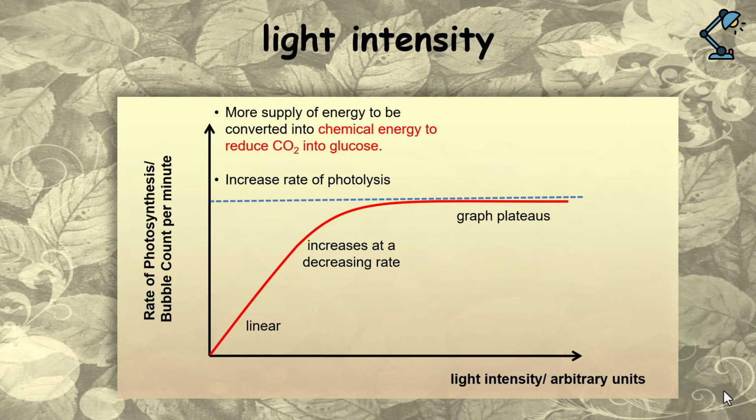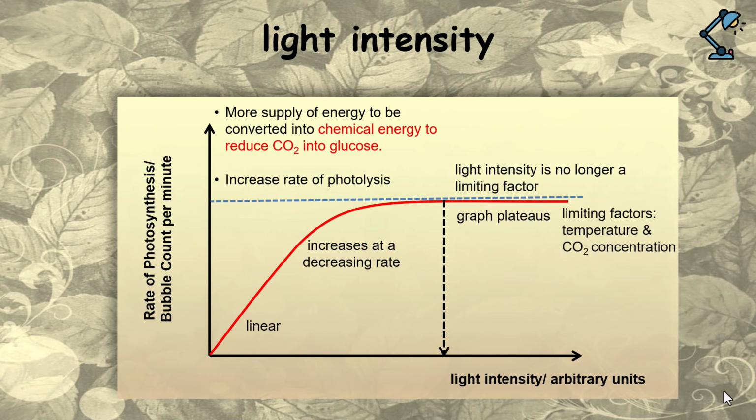This is because, after a certain luminosity, light intensity is no longer a limiting factor, while other factors such as temperature and CO2 concentration can be the limiting factors. You will need to increase those factors to see if the rate of photosynthesis will increase.